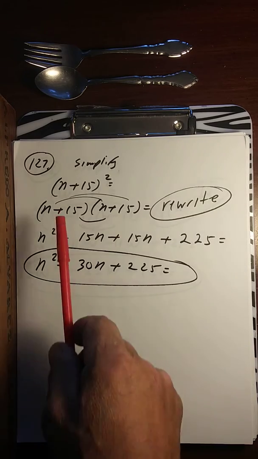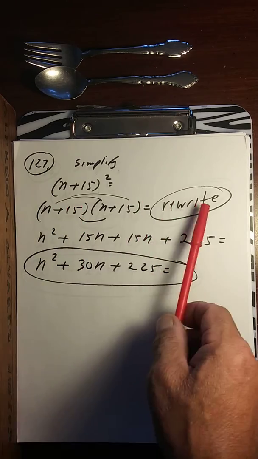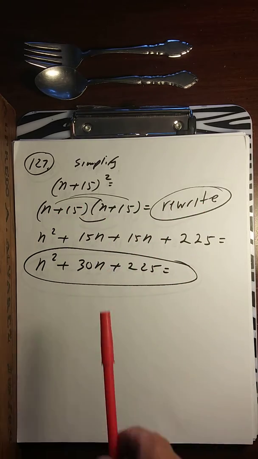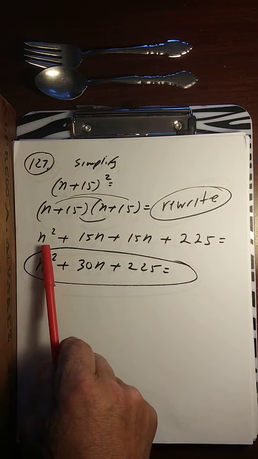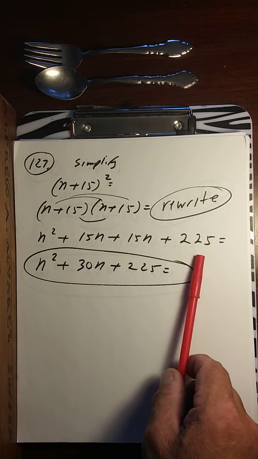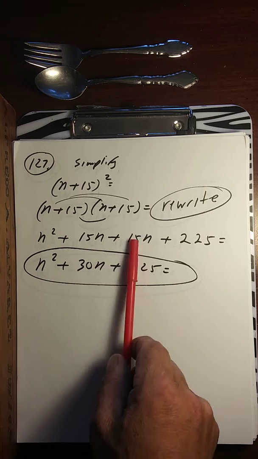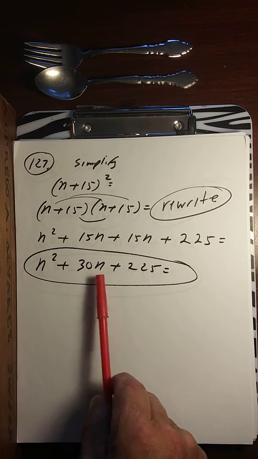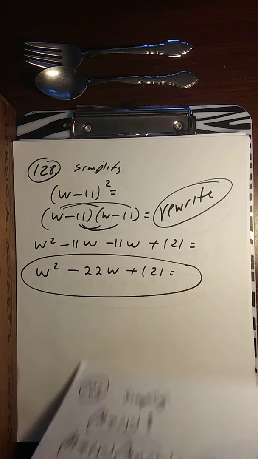Alright, n plus 15 squared. Do it twice. Rewrite it. N plus 15, n plus 15. So now you have n squared plus 15n plus 15n plus 225. So 15n plus 15n is 30n. So n squared plus 30n plus 225.